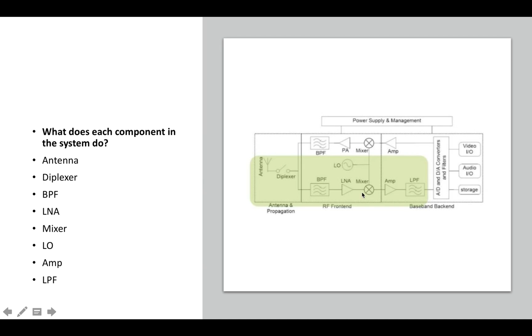We have our mixer, which is used to add and subtract frequencies from one another, or from the system. Local oscillators are used to change the frequency coming from the antenna along with the mixer. The amplifier is used to increase power of the signal, and then the low pass filter allows only low frequency signals and rejects high frequency signals.